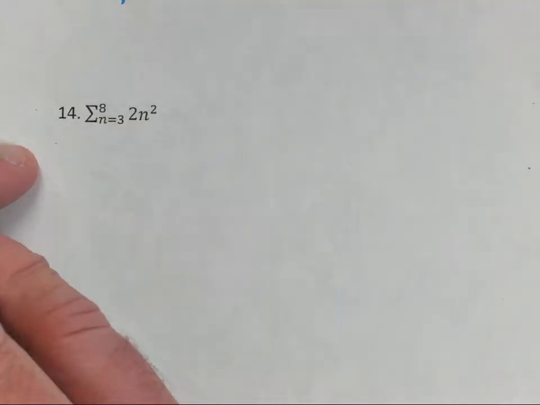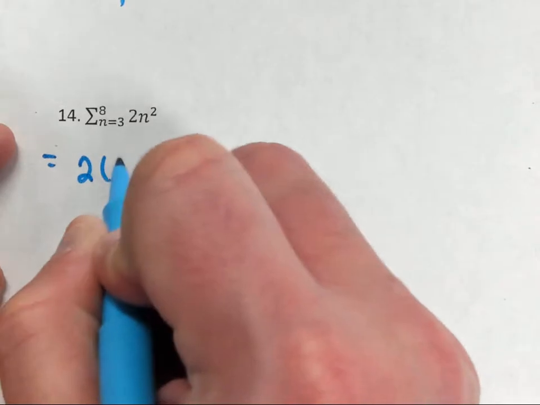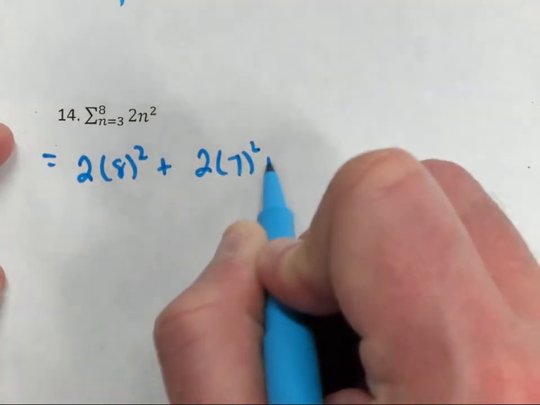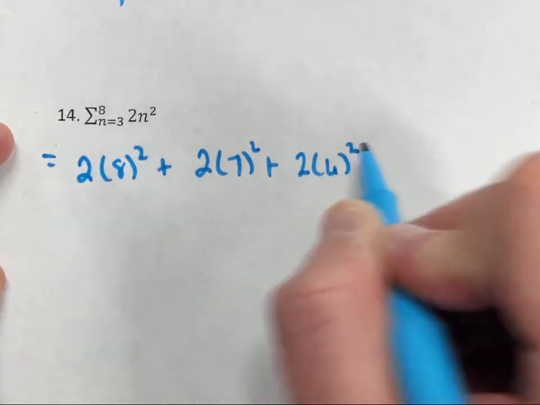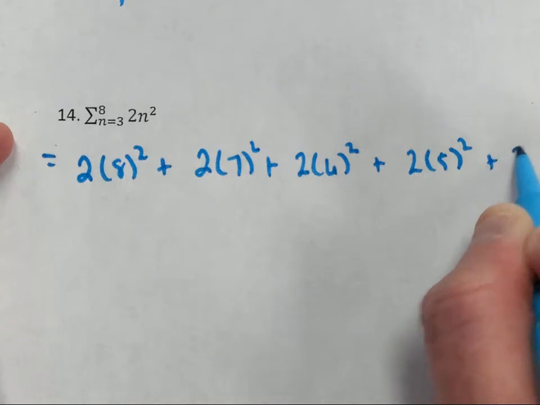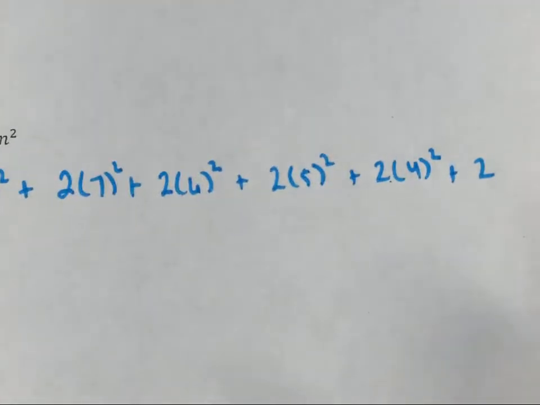We're wanting to find the sum between what two numbers? 3 and 8. Do we want to include them? Yes. So 2 times 8 squared plus 2 times 7 squared plus 2 times 6 squared plus 2 times 5 squared plus 2 times 4 squared plus 2 times 3 squared.